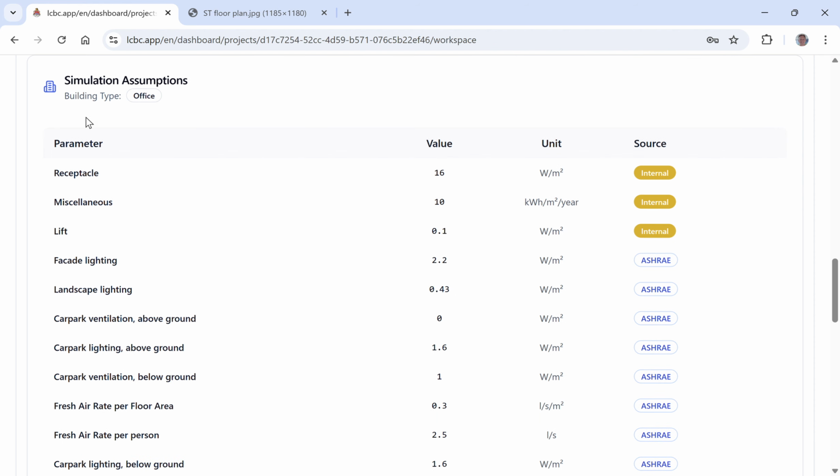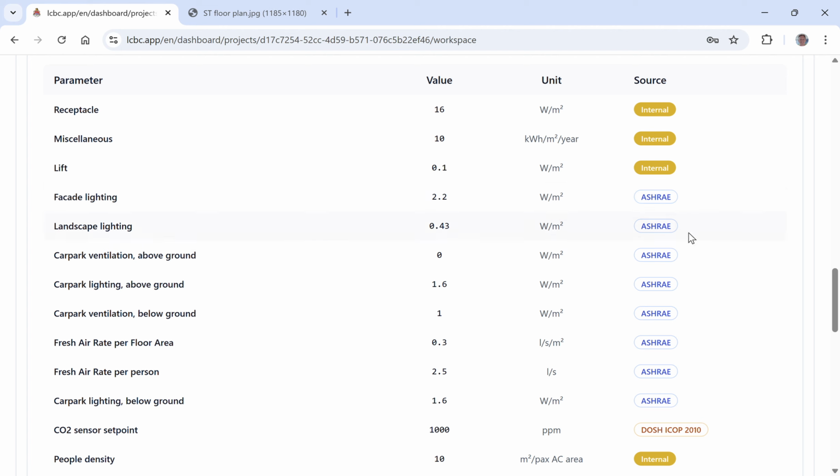This table shows the simulation assumptions and the source of the different assumptions. So the receptacle load is the same as the equipment load that we saw on the graph. We have the miscellaneous loads, which is a fixed value. We have the lift consumption. We have facade lighting. So a lot of these are taken out of the ASHRAE standard down here, which is the American code.